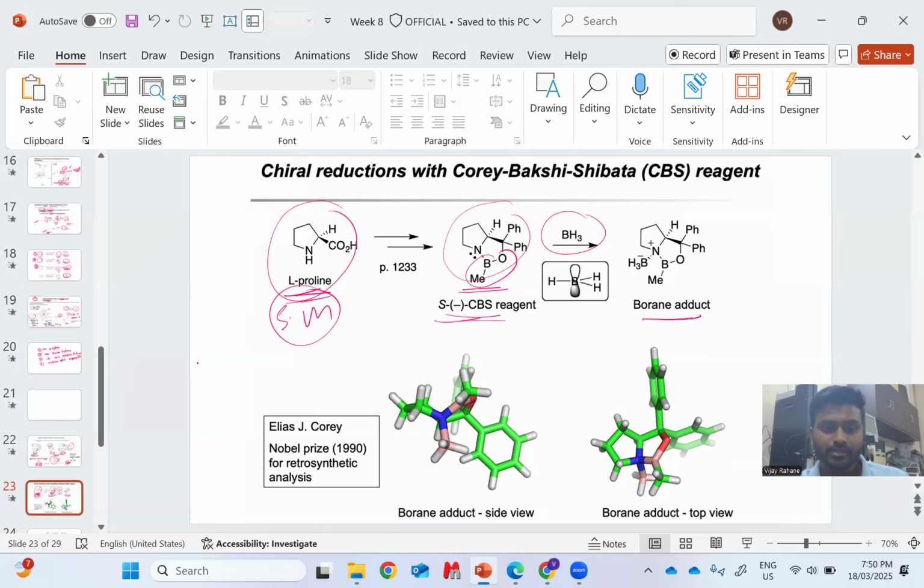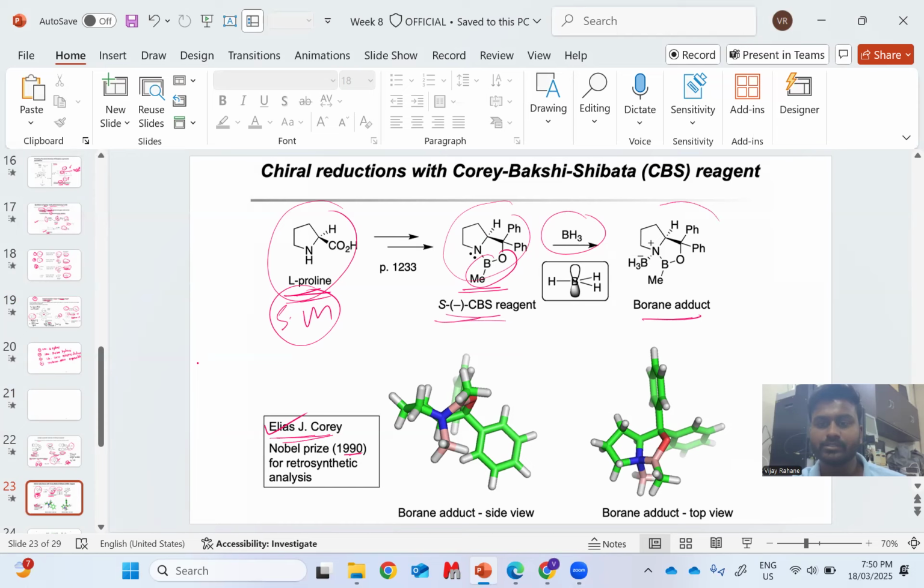E.J. Corey received the Nobel Prize in 1990 for retrosynthetic analysis, and he used the CBS-based reagent for the synthesis of some natural products. You can see the side view of this boron adduct.